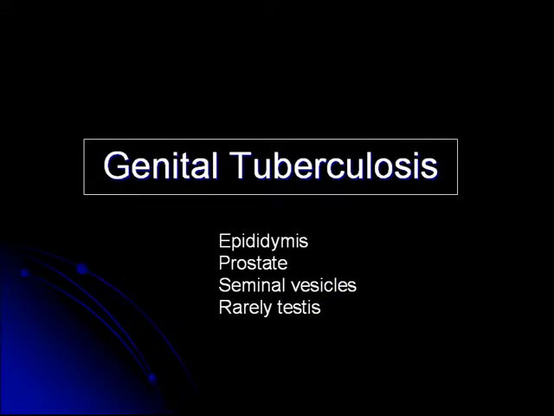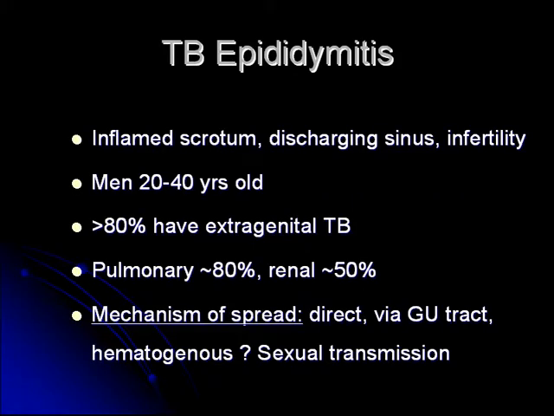Looking at genital TB, the epididymis is probably the most commonly affected of the lower urinary tract genital organs. The testicle is very rarely affected, and the prostate and seminal vesicles can also be affected. TB of the epididymis presents classically in the 20 to 40 age group, and it can present as a mass, as an inflamed scrotum with a discharging sinus, or there is a high risk of infertility with infection in the epididymis and the vas due to scarring and obstruction of the vas.